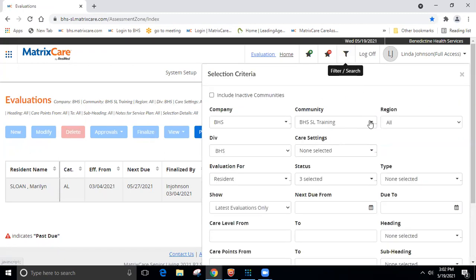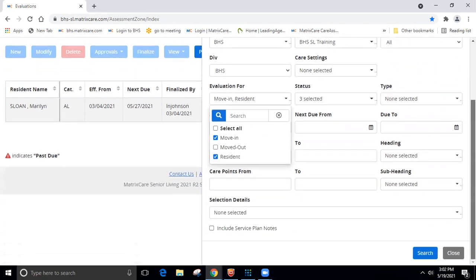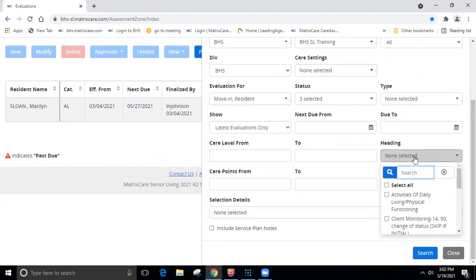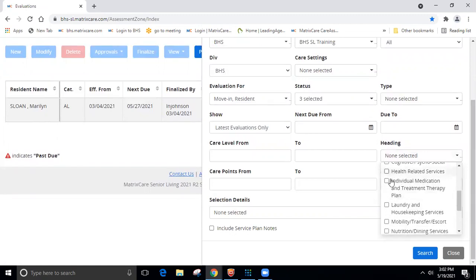Again, you can use your filter to look at your communities. If you're looking at a previous evaluation or you're looking for someone who is a pre-admission move-in, you would want to click your move-in to get those residents. If you're looking for someone who moved out, your filter really filters everything you're looking for. You can also filter what service plans or evaluations you've had certain headers on. So if you just want to see people who have health-related services, you could filter that.